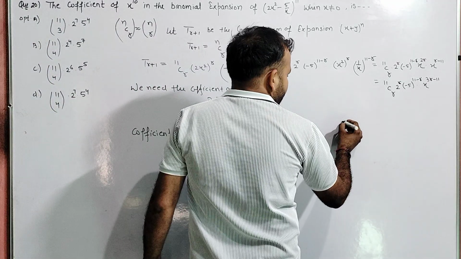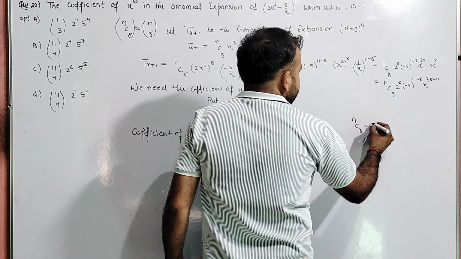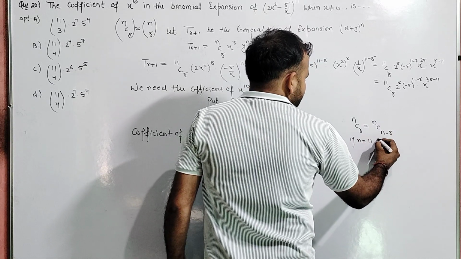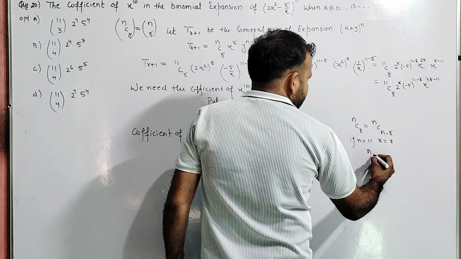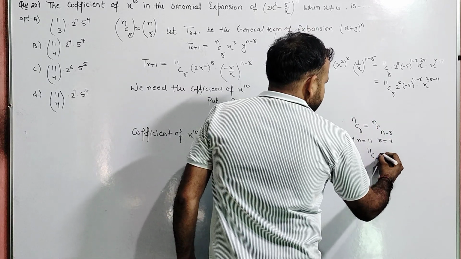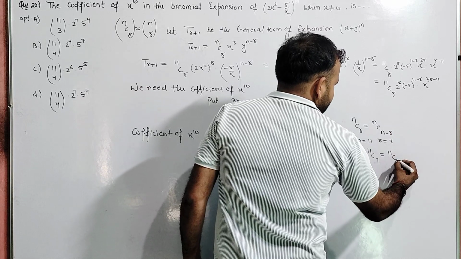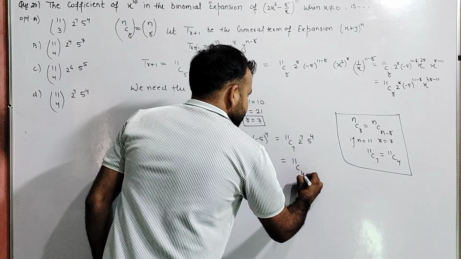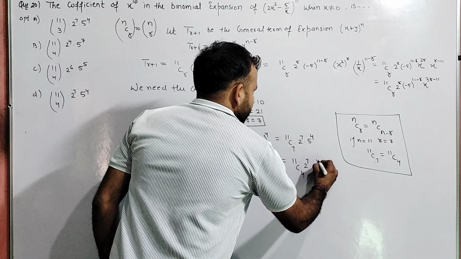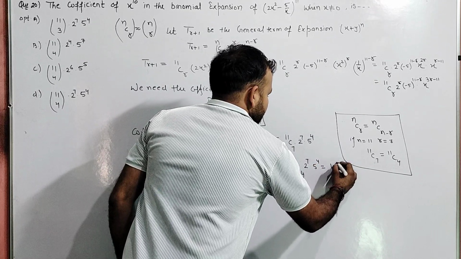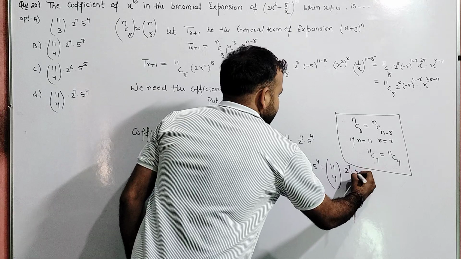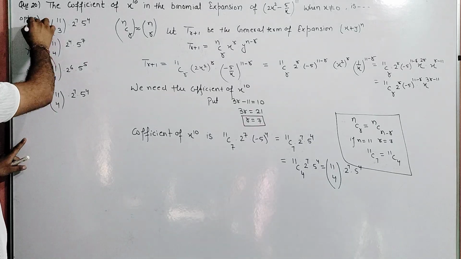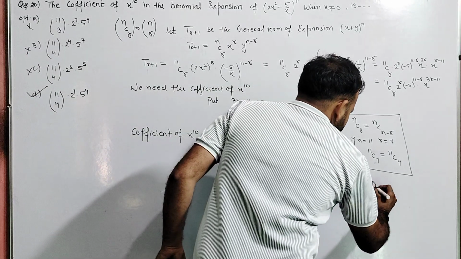So student, you know very well that nCr always equals to nC(n minus r). If you put n equals to 11, r equals to 7, so this will become 11C7, that is equal to 11C(11 minus 7), that means 11C4. By using this result, we got this equals to 11C4 2 to the power 7 into 5 to the power 4. So student, you can see that our option D is correct. Remaining options are incorrect. So D is correct.